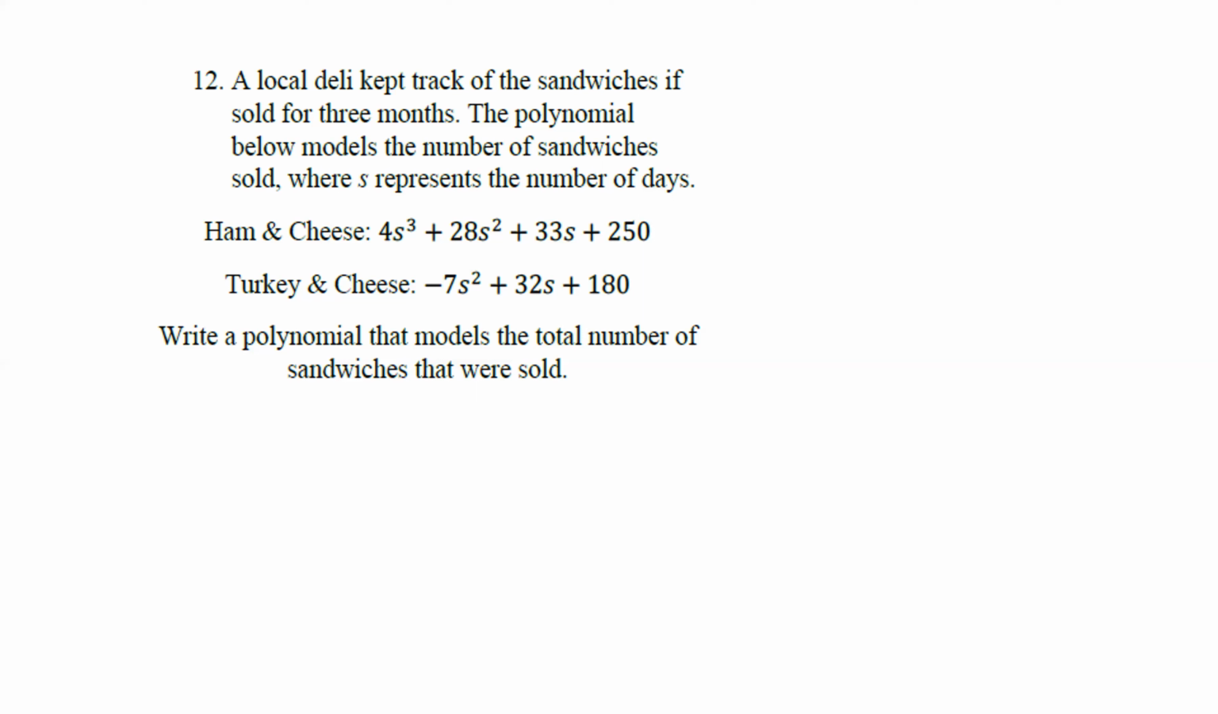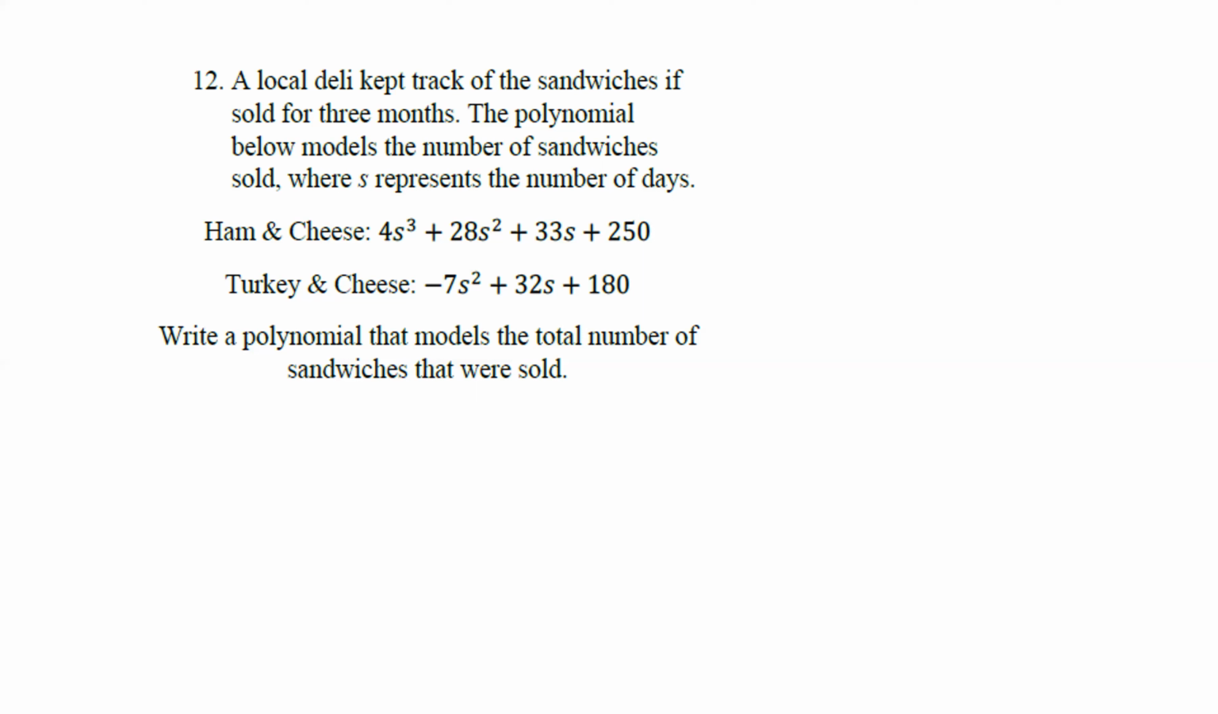So what you have to recognize is we're just combining these two. We want to add the total number of ham and cheese sandwiches, and the total number of turkey and cheese sandwiches. So we're just adding those two polynomials together. So it's just recognizing what operation do we have to do between these? It's addition. Now, if you want to write it out, that's fine. You don't actually have to write everything out if you don't want to. You could just add them as they stand.